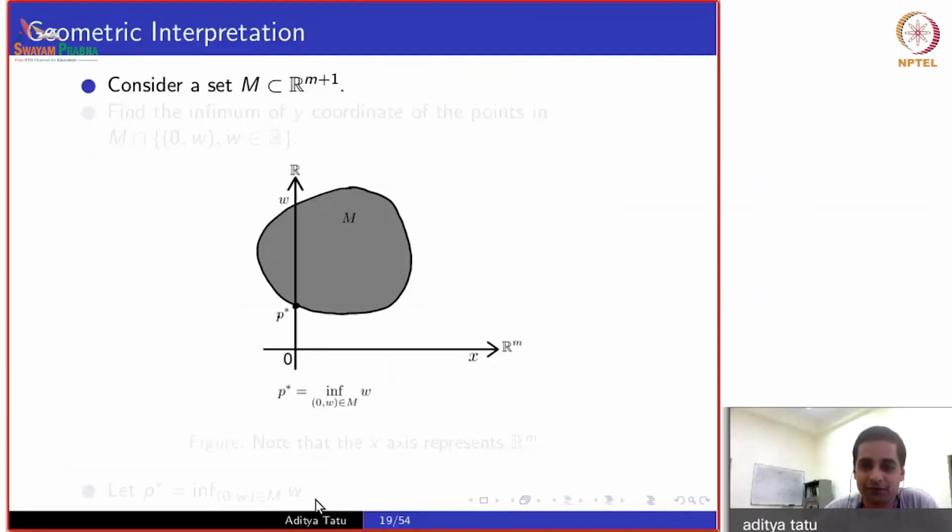Okay, so let me give you a geometric interpretation of this duality. Consider a set M, which is a subset of R^(m+1), where m is the number of inequality constraints. Just keep that in mind.